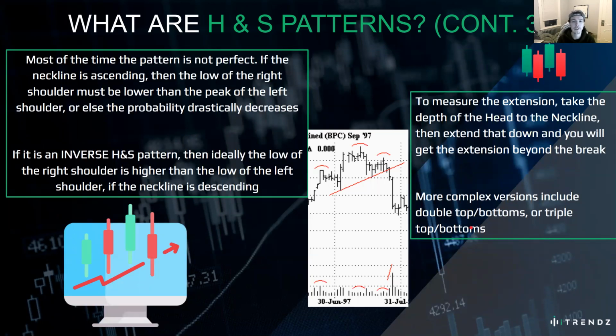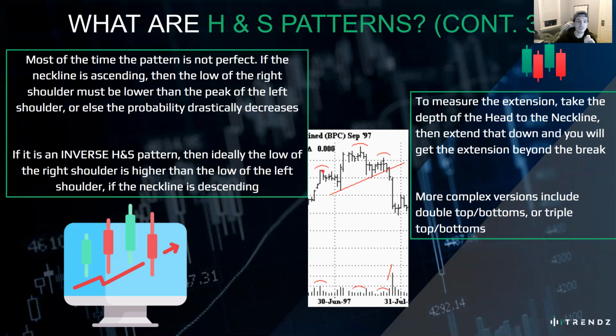So this is really important here, and I'm going to try and make this as least complex as possible. So most of the time the pattern isn't perfect, of course, right? So we see on this graphic right here, not perfect, left shoulder lower than the right shoulder. You've got an ascending neckline right there. So if that neckline is ascending, then the low of this right shoulder should, not has to, but it should be lower than this left shoulder here.